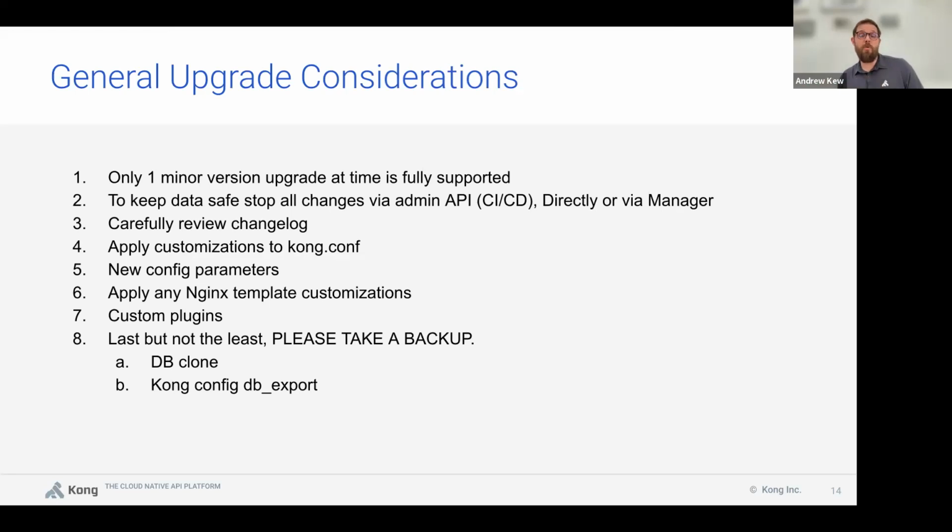Make sure you stop all of the changes to your data before you start your upgrades. Turn your CI/CD pipelines off, stop access to Kong Manager, stop access to Kong Admin API. Just make sure that the data isn't changing. It's not a moving goalpost when you're trying to upgrade.